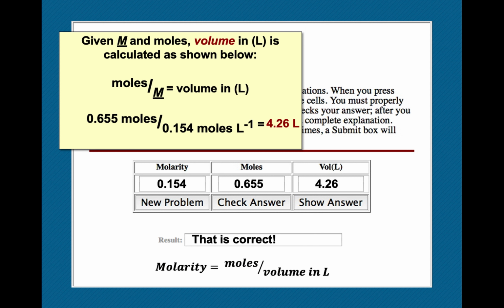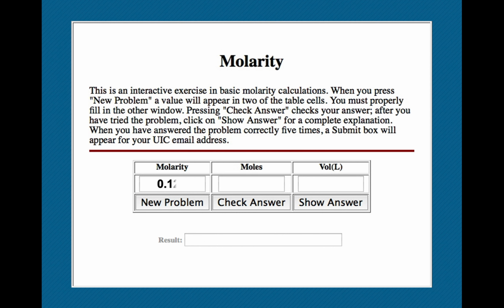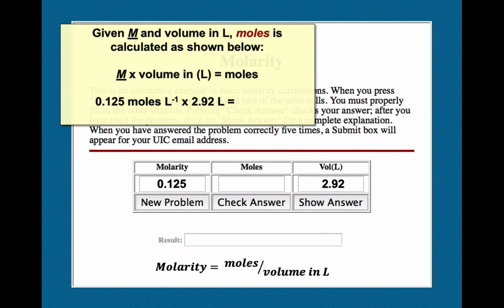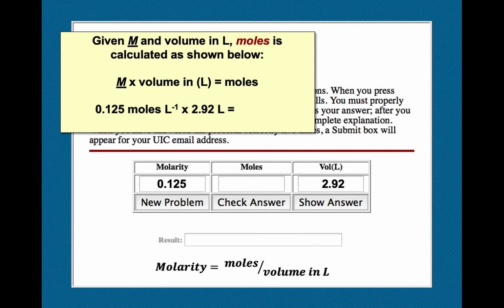And let's do one more with moles missing. Again, to get moles, we're going to take molarity and multiply it by our volume. Moles, molarity multiplied by volume. Here's our molarity, here's our volume. We get 0.365 moles.